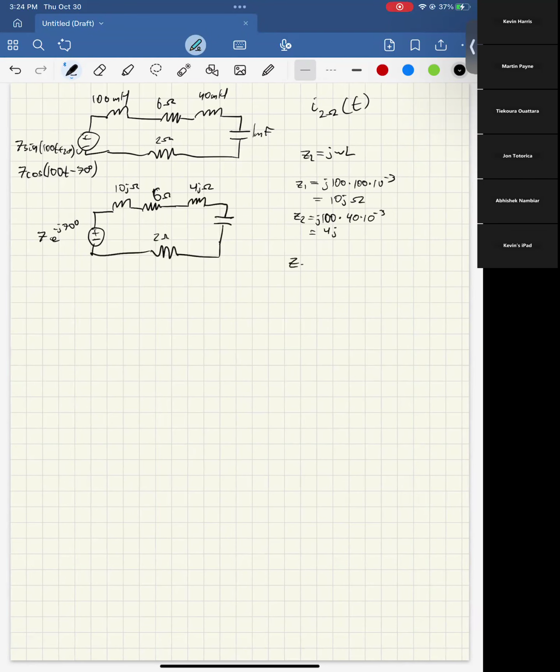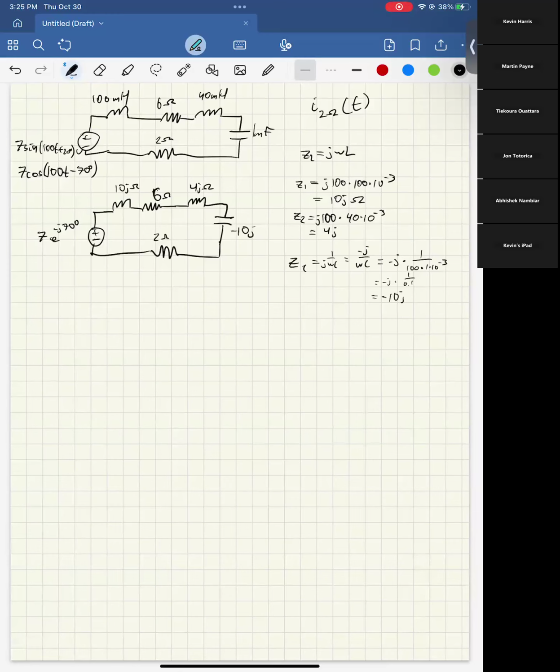Then for the capacitor, I'll write it as ZC equals 1 over J omega C, but it's better really to think of it as negative J over omega C because you really want this to be in the numerator for doing math later. So this is going to be negative J times 1 over 100 times 1 times 10 to the negative 3, because it's 1 millifarad. So this is negative J times 1 over 0.1. So this is negative 10J. Hopefully you all see how I did that.